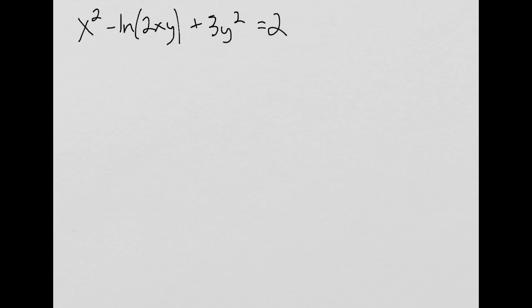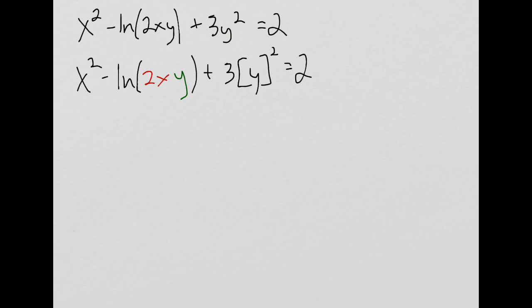implicit differentiation. So maybe I'll rewrite it so that now we can see the chain rule and the product rule part of it a little bit better. So I'll go through and derive each of the pieces. So this is my d/dx, derive it with respect to x. So I get 2x for the first piece.